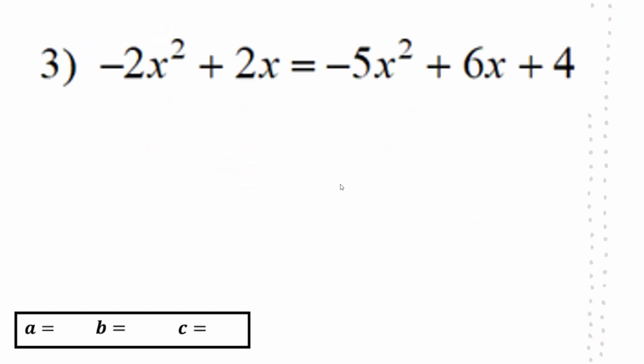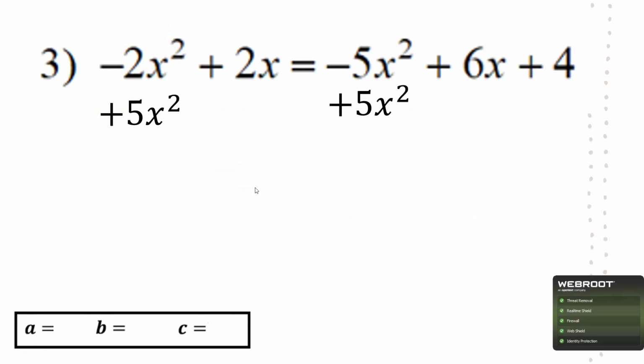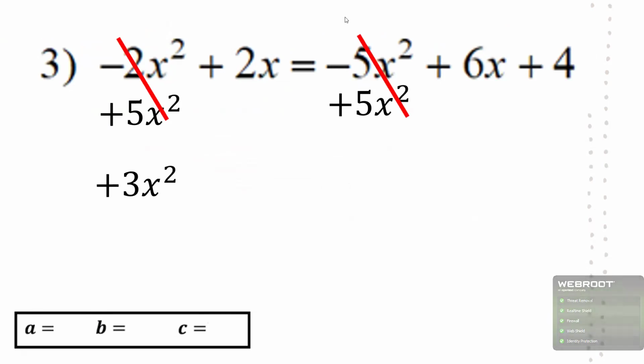Okay. Again, something weird is happening. I only have 2 over here. I have 3 over here. On the right side, the x squared, I got a negative 5x squared, so we're going to get rid of that by adding it, putting it underneath. Negative 2x squared plus 5x squared. Negative 2 plus 5 is positive 3x squared. Cross them out.